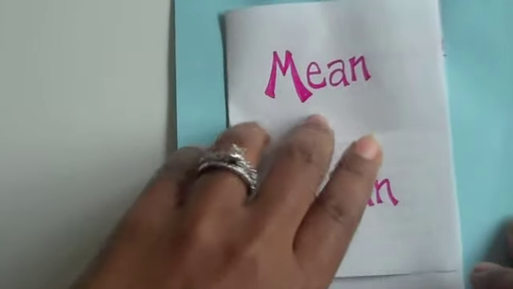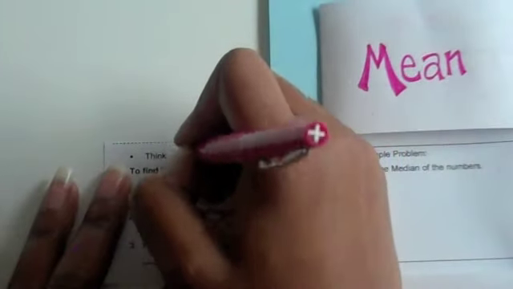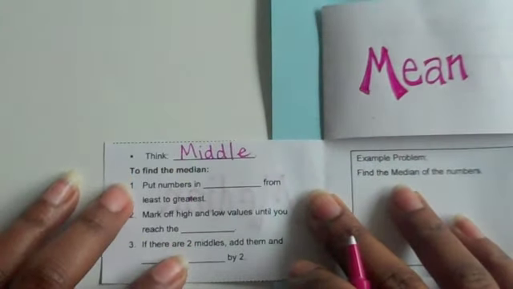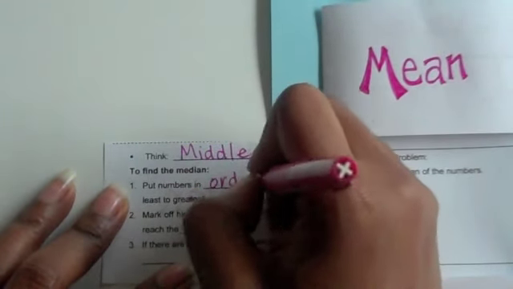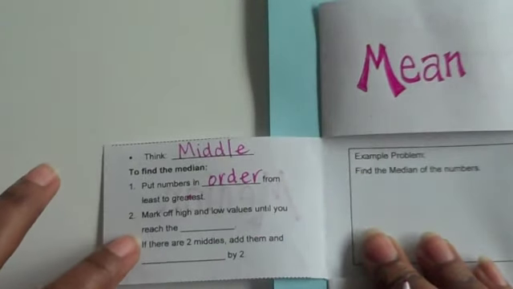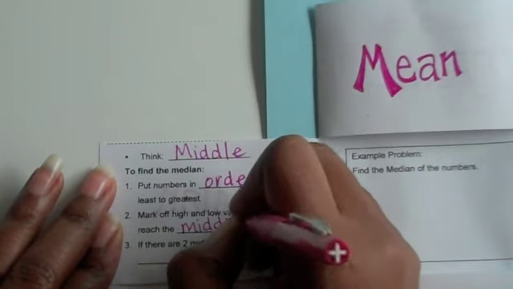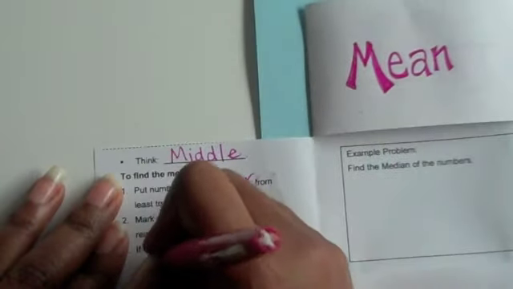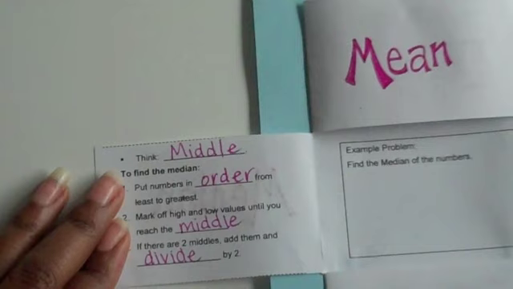And when you do median, in our notes, you want to think of the middle. So you want to think about your middle number. So the first thing that you have to do in order to find your median is to put the numbers in order from least to greatest. Okay, and then you mark off your high and low values until you reach the middle. If there happen to be two middles, okay, so two numbers in the middle, you want to add them and then divide that by 2. So basically, you're finding the mean of those two numbers that happen to be in the middle.